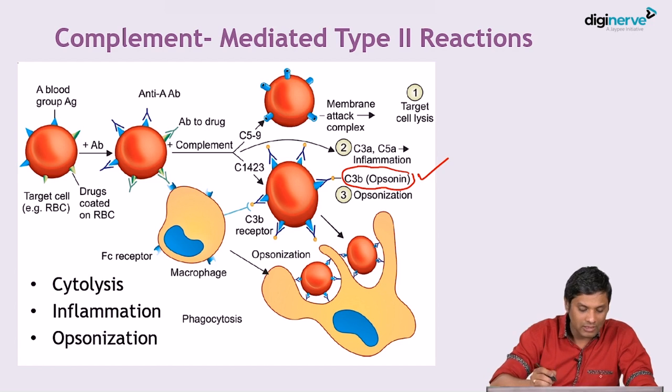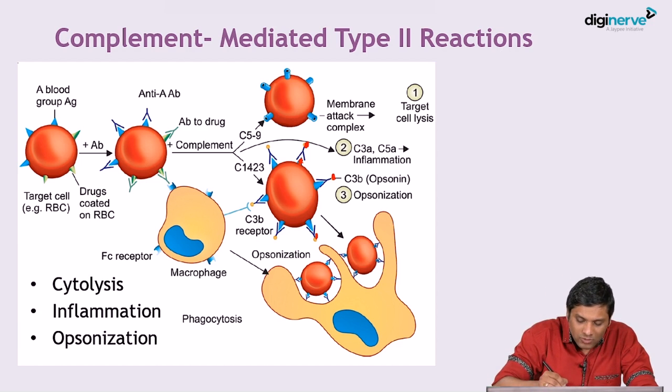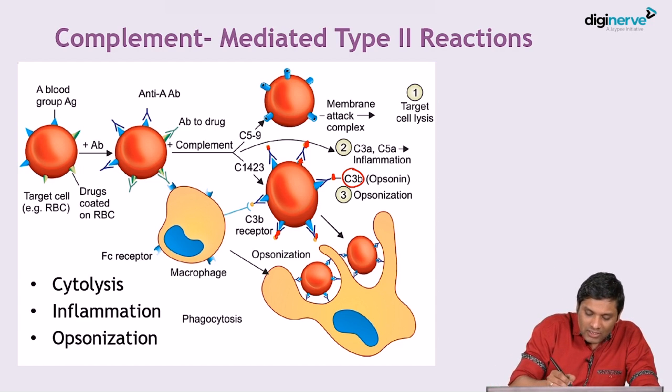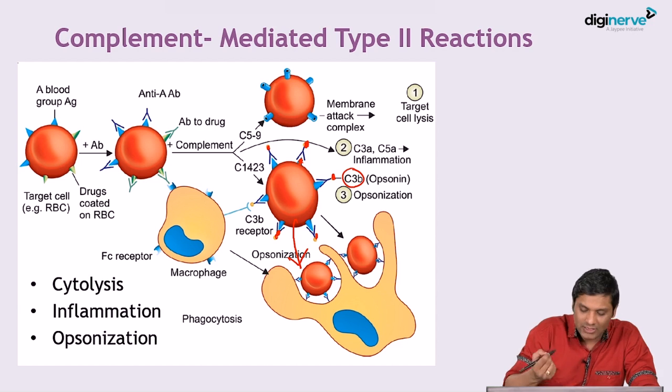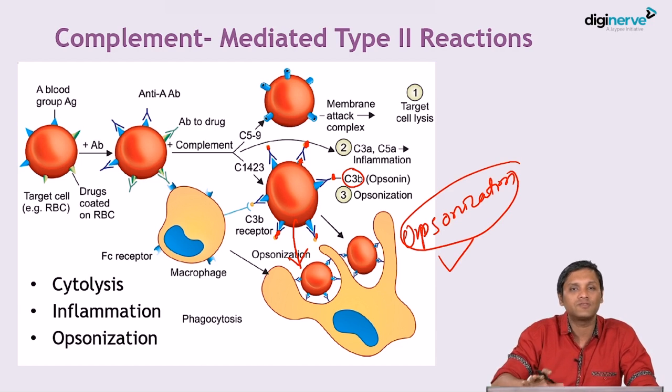So what they do is, these kind of complements go and coat on the surface of the antibody. So this is the antigen to which the antibody is already bound, and these opsonins will go and bind to the Fc portion of the antibody. When the opsonins are coated on the antigen antibody complexes, phagocytosis is enhanced, which is called opsonization. Opsonization is nothing but enhanced phagocytosis.